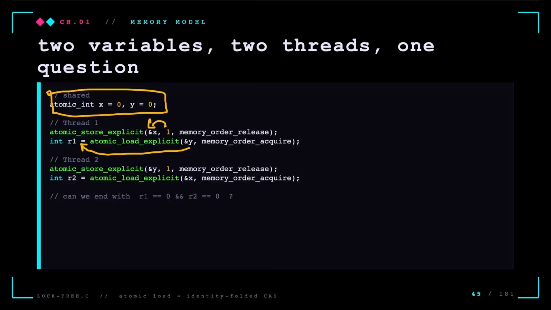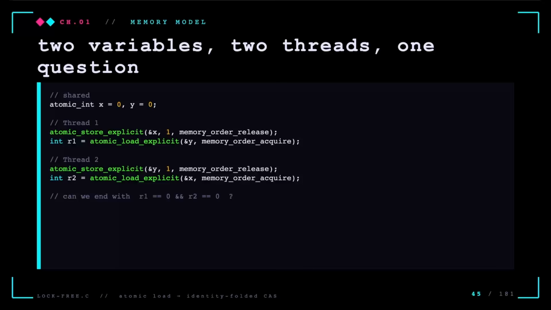In thread number 2, it's the reverse logic. We are storing 1 into Y, and then we're loading X, so we're fetching X into R2. So the question is, can we end up with R1 equals 0 and R2 equals 0? I'm going to skip ahead and say, yes, we can, unfortunately. And here is why. So first let me clean the board.